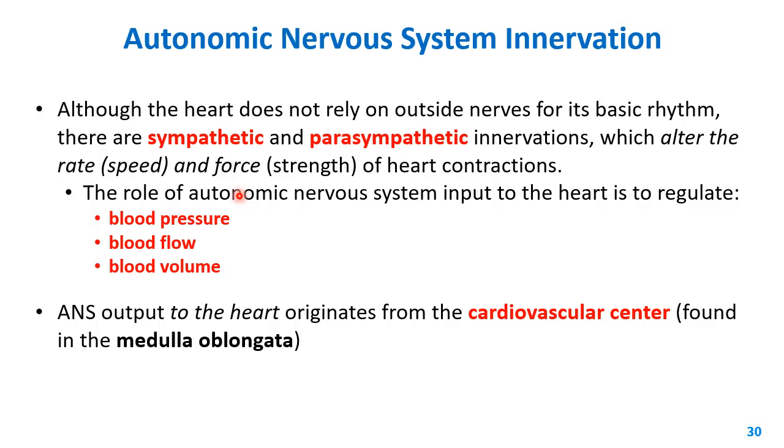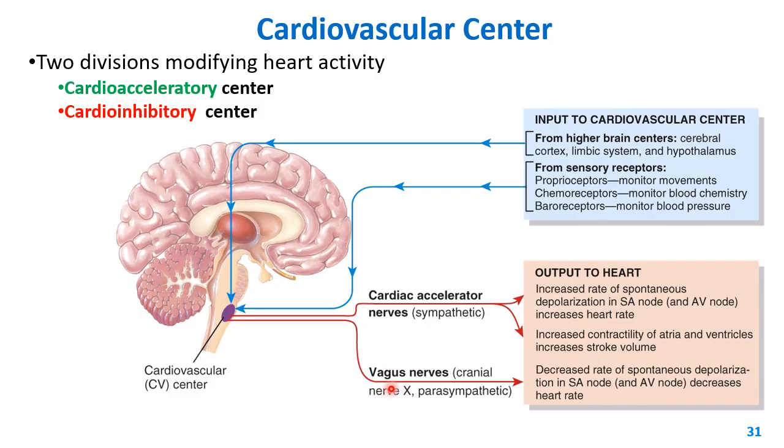So what are these nerves going to do? They want to control three things: blood pressure, blood flow, and also blood volume. So pressure, flow, and volume. Signals from your central nervous system come out of the medulla, right on top of your spinal cord. You have a place in the medulla called your cardiovascular center. Cranial nerve 10 goes straight from the medulla all the way down to the organs that it innervates.